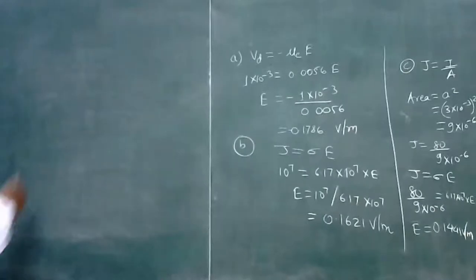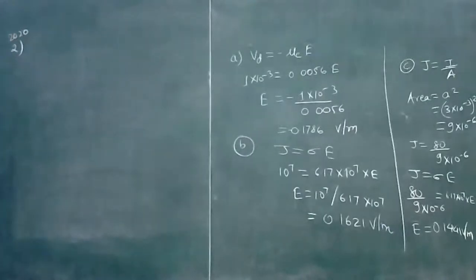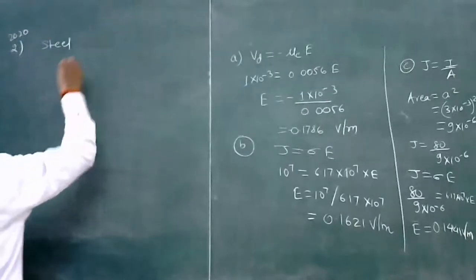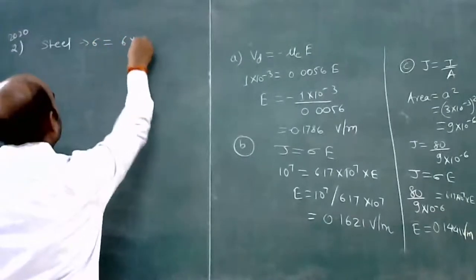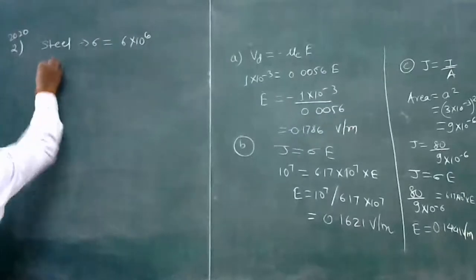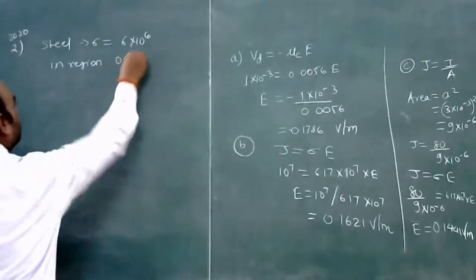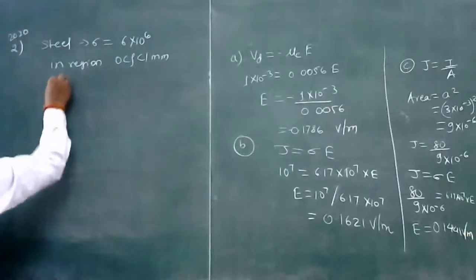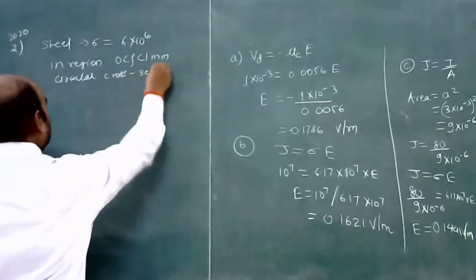Next question. This question was asked in a previous exam. A conductor of circular section is constructed of steel. So sigma is given as 6 into 10 to the power 6 in the region where rho is less than 1 millimeter, a circular cross section, for steel.